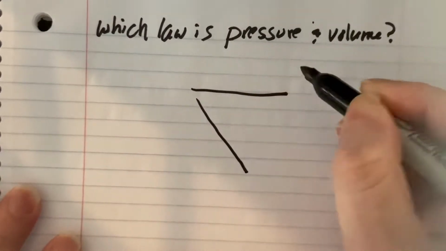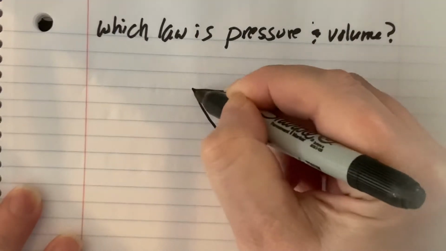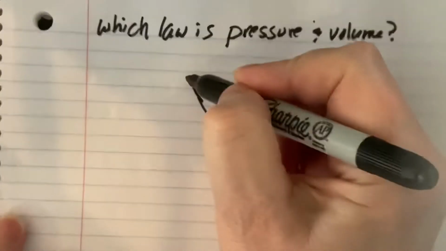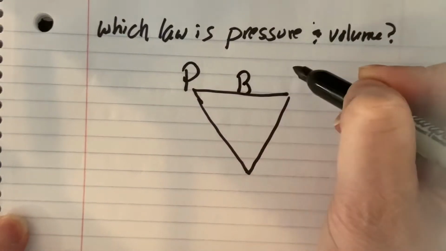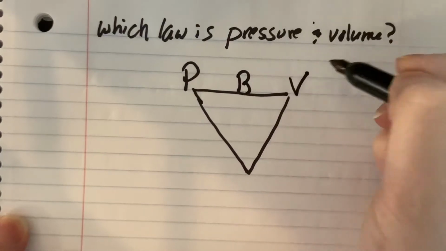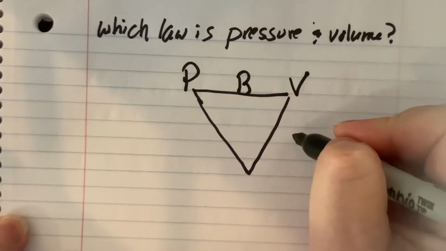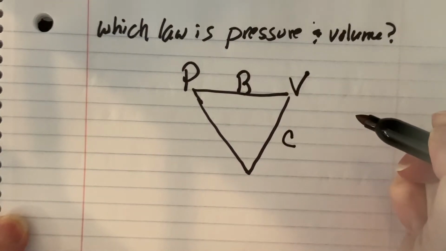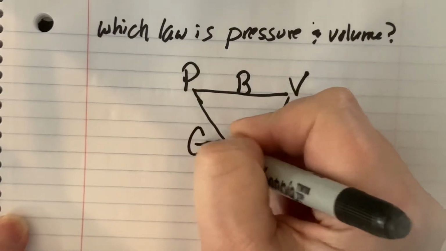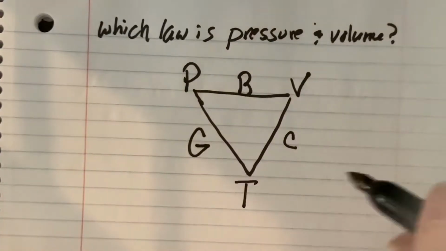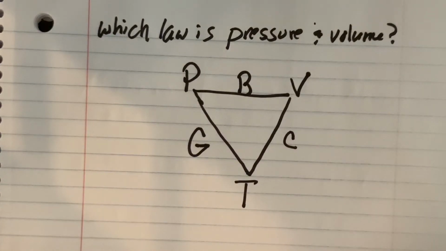law triangle. Okay, so pressure goes in this corner. B for Boyle's goes here. Volume goes here. C for Charles. T for temperature. G for Gay-Lussac's. So that is what you're going to have right there to help you figure out what's going on.